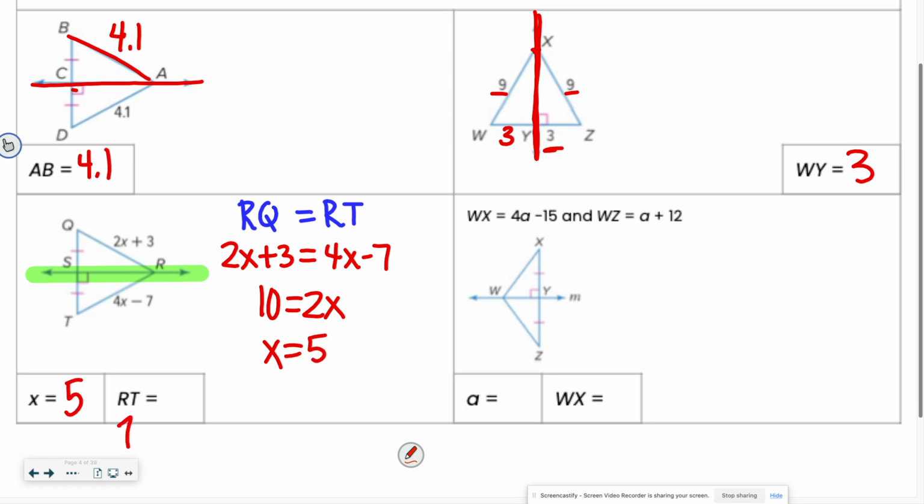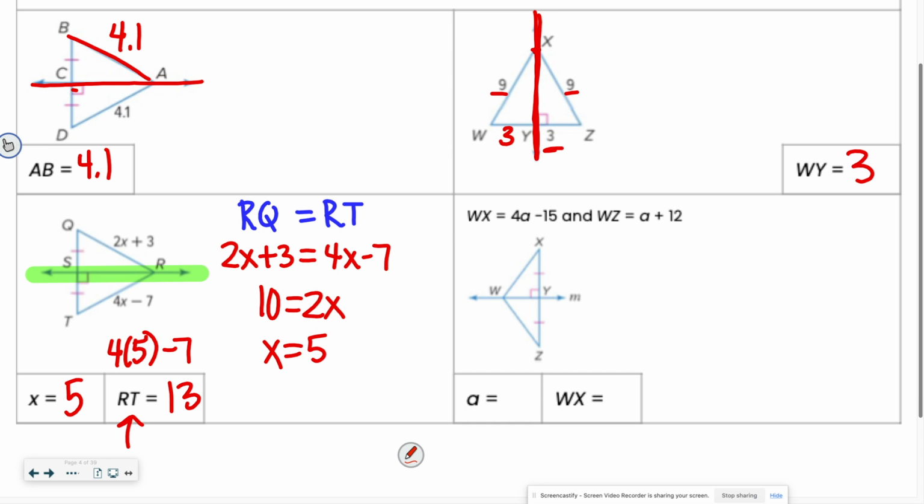And now to answer the question, we want to find RT. So if we plug in 4 times 5 minus 7, 4 times 5 is 20, and 20 minus 7 is 13. Perfect.